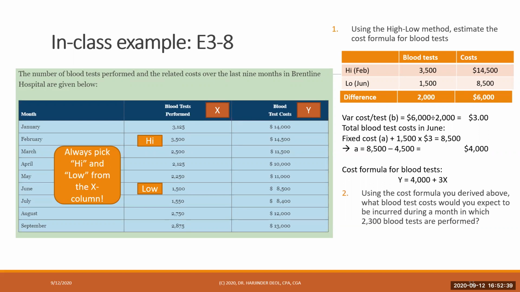The second part of the question said, using the cost formula we derived above, what blood test costs will you expect to be incurred in a month in which 2,300 blood tests are done? Well, essentially what we have been told is if X is equal to 2,300, what is Y? Well, Y equals 4,000, the fixed cost portion, plus 3 times X. If X is 2,300, then Y will be 4,000 plus 3 times 2,300, or $10,900.